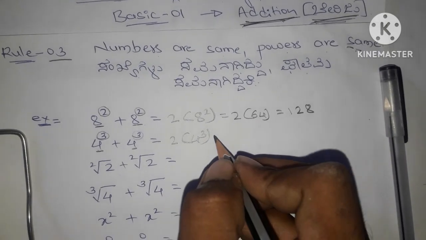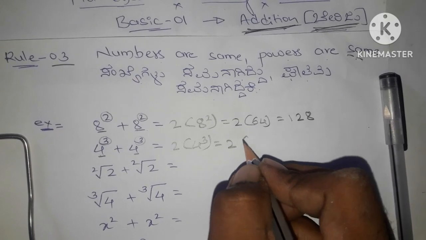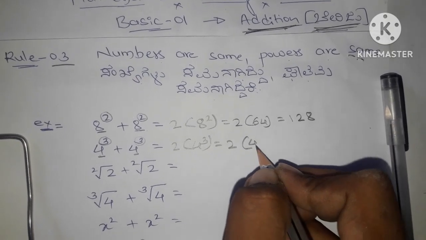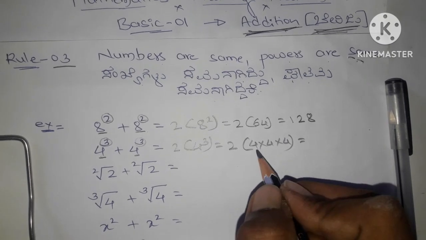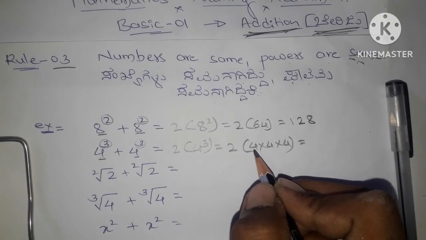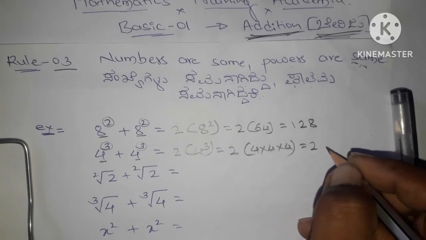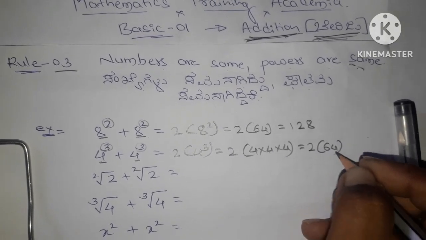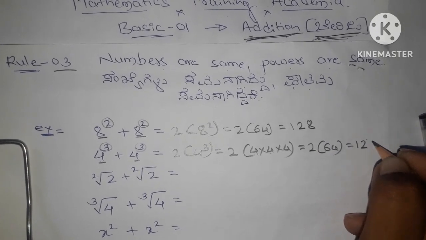Next, we will write plus 2 as it is. What is 4 cube? 4 into 4 into 4. So 4 into 4 is 16, and 16 into 4 is 64. So it is plus 2 into the bracket 64. Plus 2 into 64 is nothing but 128.